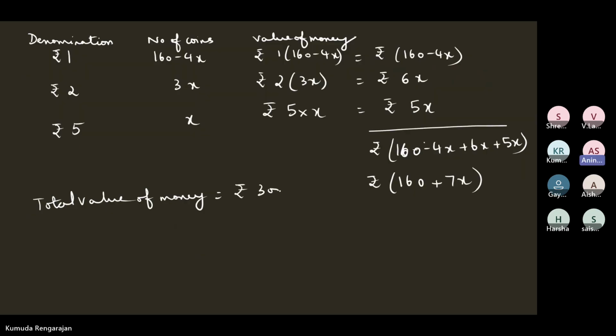Ma'am, how did you get 7x by adding 6, 5, and 4? Try to do it. Ma'am, I got 15. That's minus 4x, no? Oh, right. Right, sorry.